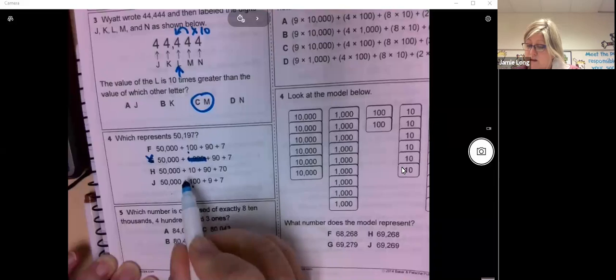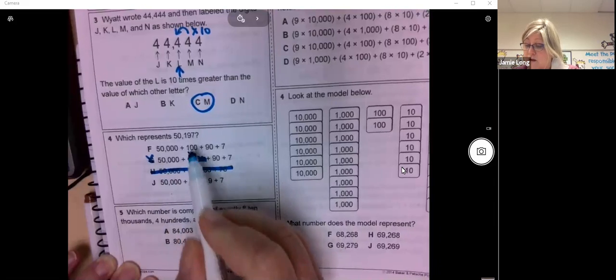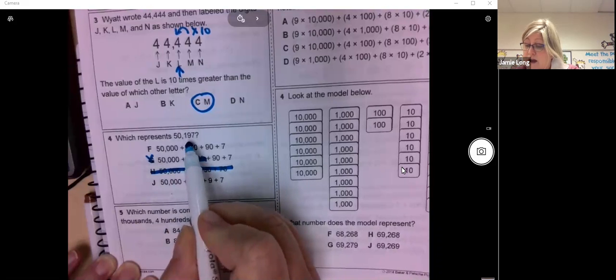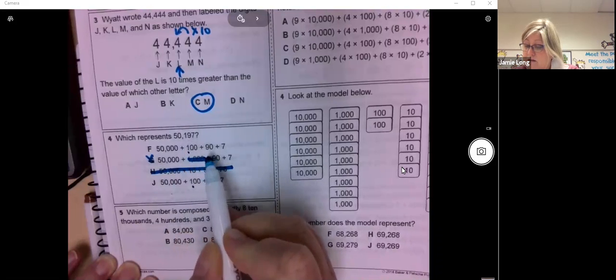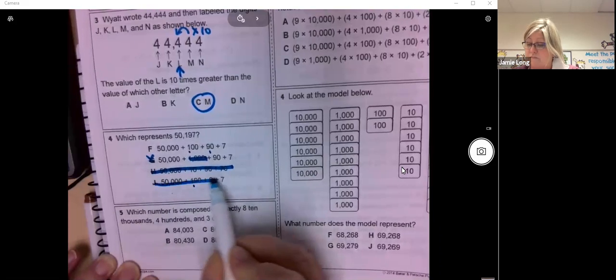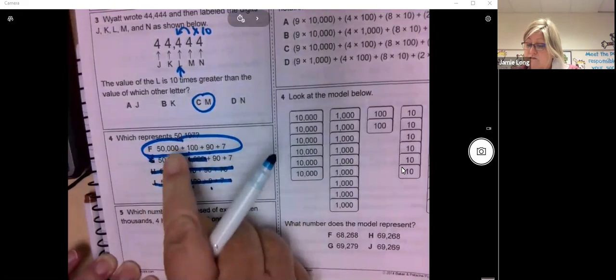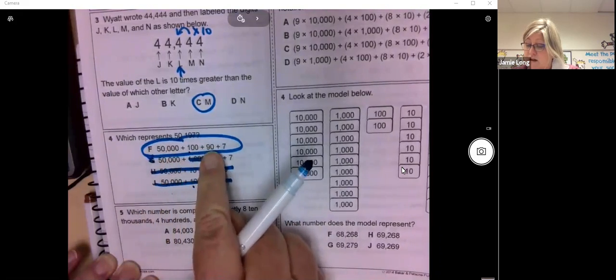There's a 100, but this has a 10, so that doesn't work. Can't do that one. So we've got a 100 and 100. Now I'm going to go to 90, 90, and this one only has a 9, so it can't be this one. So now we've eliminated everything but this top one. 50,197.